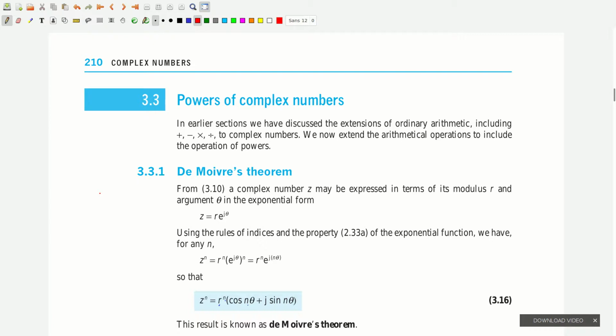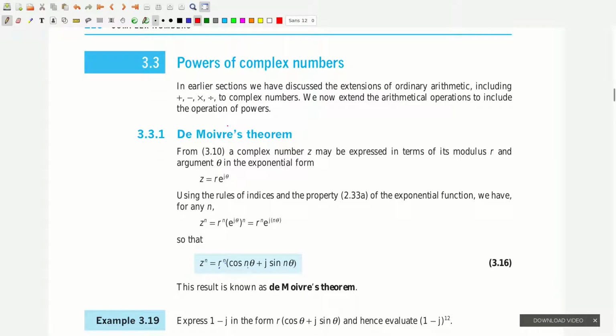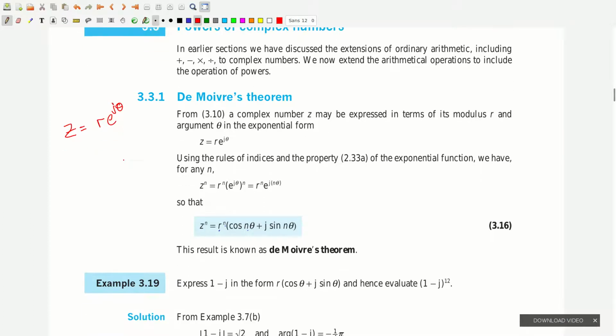Hi and welcome to this section where I would like to look at the powers of a complex number. Okay, so we start this by looking at what we call De Moivre's Theorem by first expressing our complex number z in exponential form, with its modulus r, e to the j, and its argument theta.